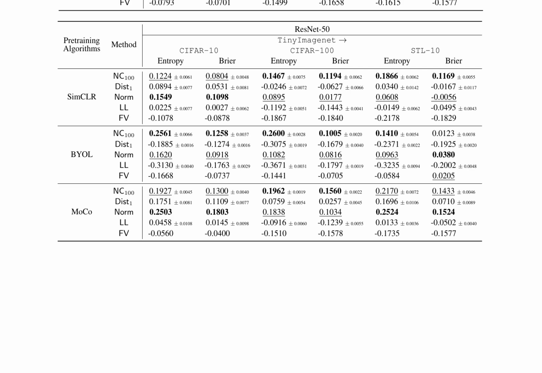For ResNet18, SimCLR shows high neighborhood consistency across all three datasets, with strong correlations to the performance in transfer learning tasks. BYOL and MoCo also demonstrate good consistency but with weaker correlations. In terms of entropy and Brier score, MoCo exhibits the best performance, while BYOL and SimCLR follow closely. For ResNet50, the trends remain similar, although SimCLR's performance drops slightly.